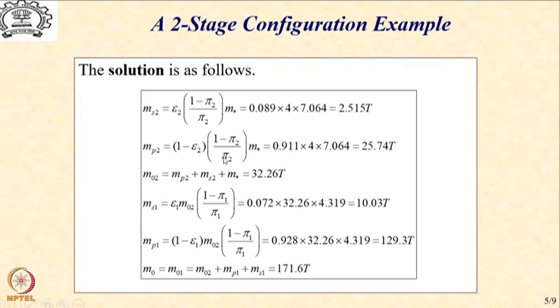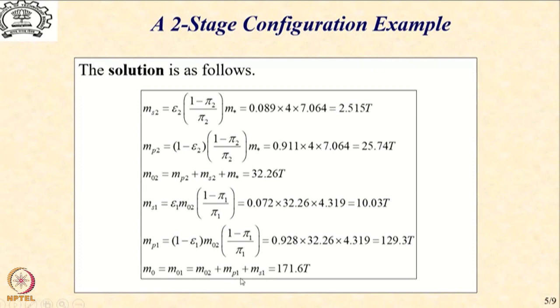Now, my starting mass for the second stage is MP2 plus MS2 plus M star. So this is nothing but my M02, because this is going to drive the configuration of the first stage. With this M02, I immediately calculate MS1, which turns out to be 10 tons, and MP1, which turns out to be 129 tons.